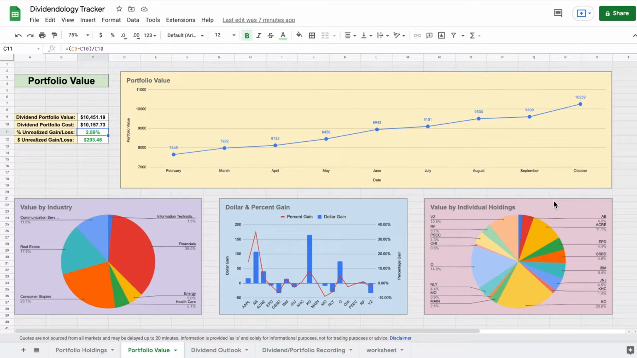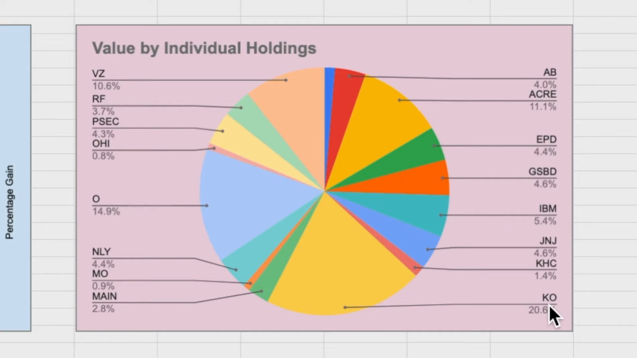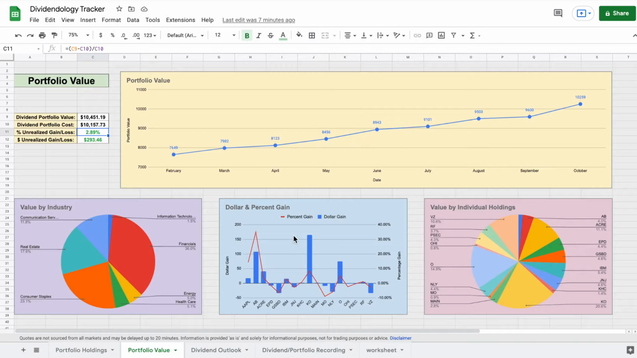You'll see there's a few stocks that hold really large positions in my portfolio, and those two stocks are the Coca-Cola Company, as well as O, which is Realty Income Corporation. Then I have a lot of other stocks as well mixed in. Here on this chart, we can see my dollar and percent gain. So you can see a lot of my largest gains are coming from the Coca-Cola Company, AB, and O.